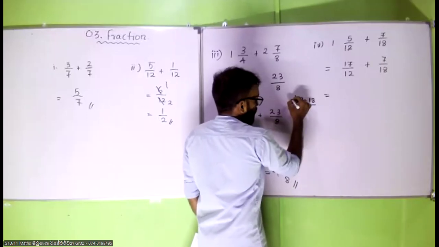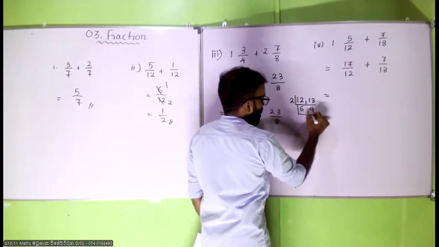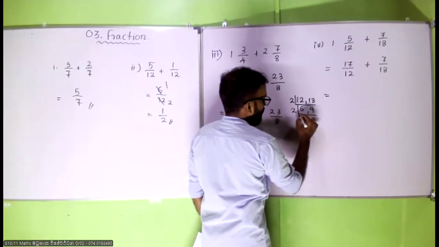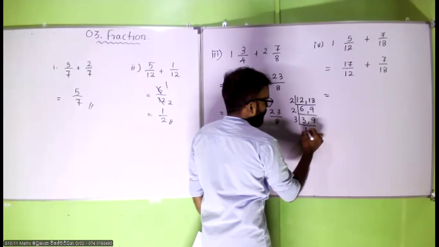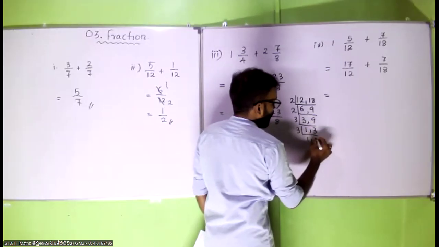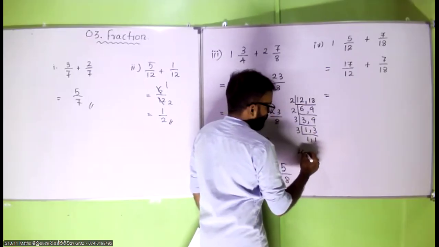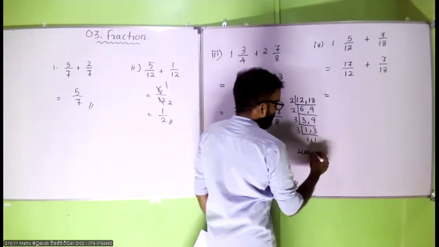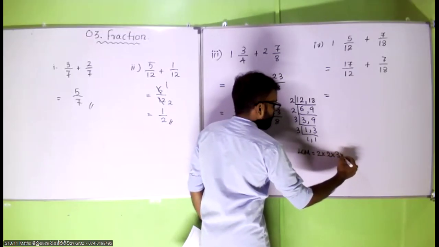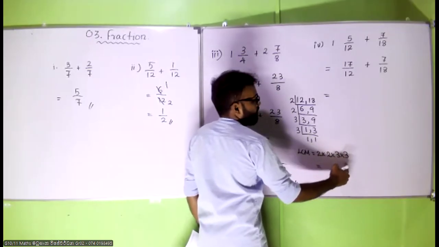Divide it by 2 first. 2 times 6, 2 times 9. Again 6 can be divided by 2, 3, again 9. Again 3 times 1, 3. Again you can use 3. 1, 1. So if you multiply these numbers together, you can find out your LCM. LCM is 2 times 2 times 3 times 3. 2 times 2, 4, 4 times 3, 12, 12 times 3, 36.